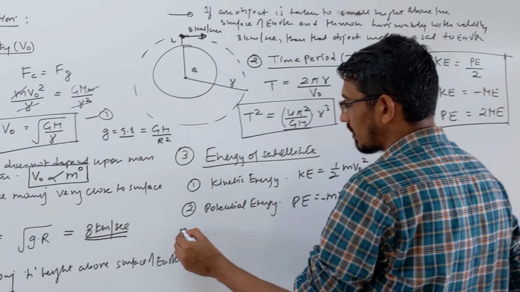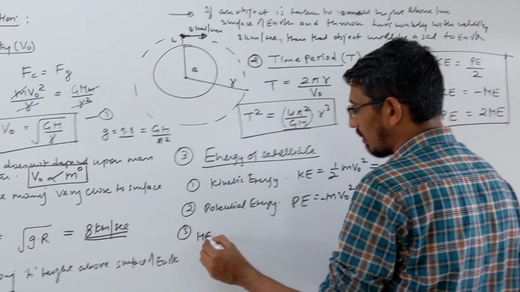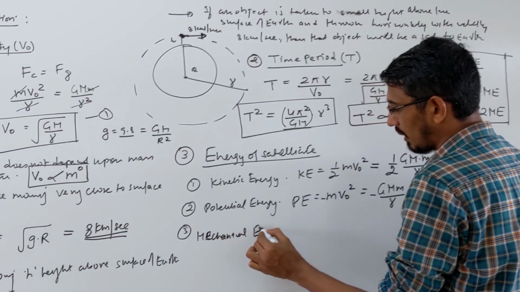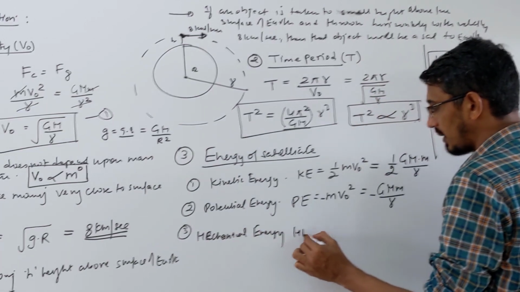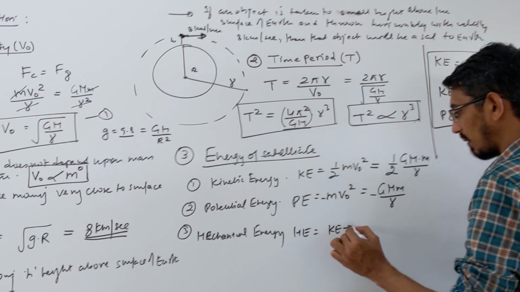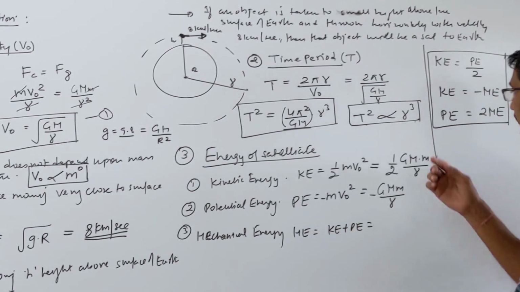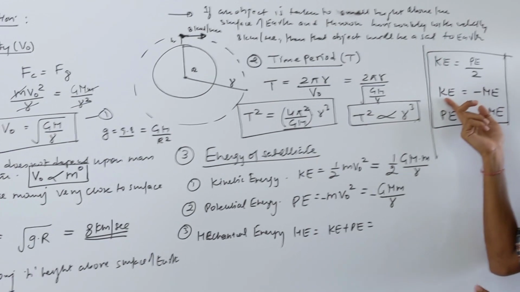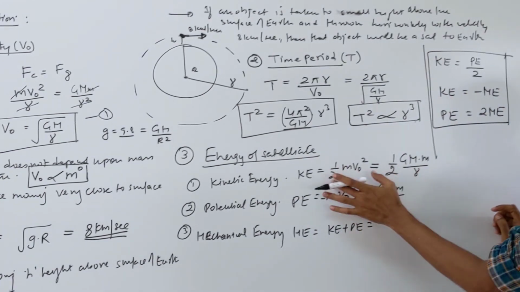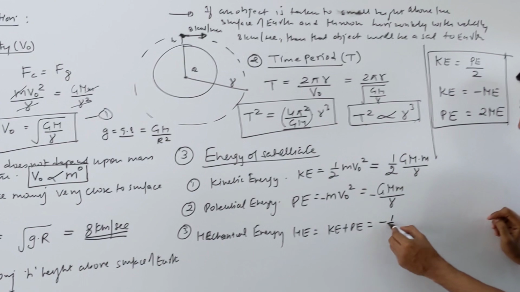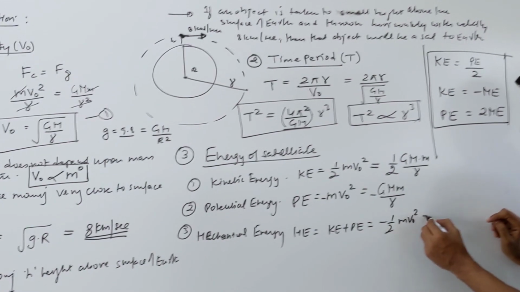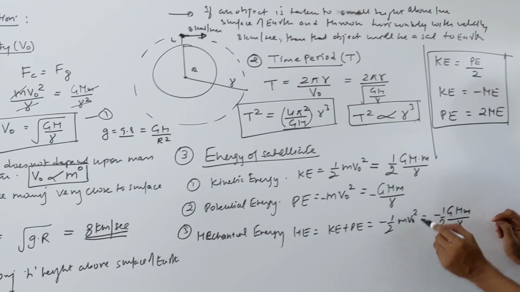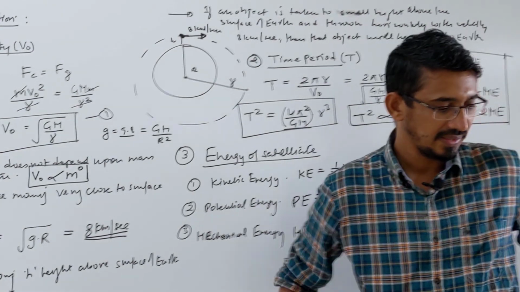Now you want to write in terms of mechanical energy. What is mechanical or total energy, right? Mechanical, or you call total energy, is simply kinetic plus potential, or directly also you can write that mechanical is simply kinetic but negative. These are the same formulas, just put a negative sign there, minus half m v naught square in terms of velocity, or minus half g m upon r in terms of distance, right. Okay.